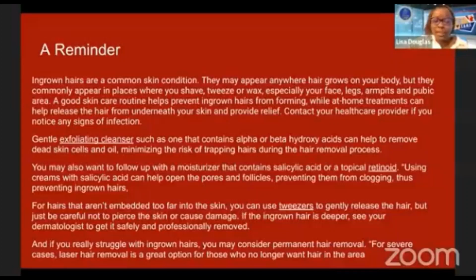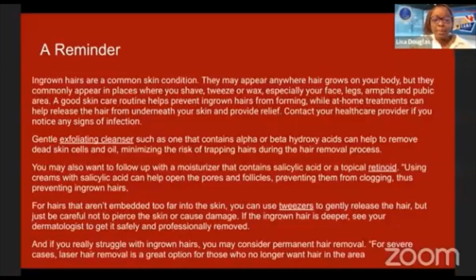A gently exfoliating cleanser, such as one that contains alpha or beta hydroxy acids, can help to remove dead skin cells and oil, minimizing the risk of trapping hairs during the hair removal process. You may also want to follow up with a moisturizer that contains salicylic acid or a topical retinoid. These are only if you can tolerate them. Using creams with salicylic acid can help open the pores and follicles, preventing them from clogging, thus preventing ingrown hair.